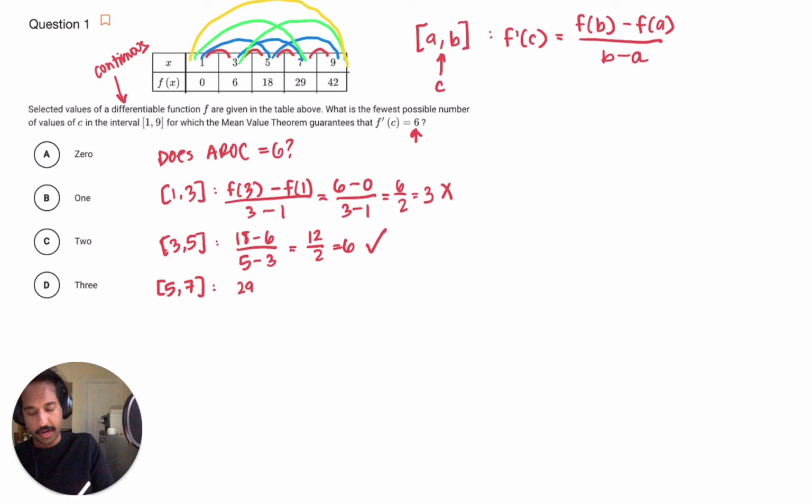The next one is 29 minus 18 over 7 minus 5. That's going to be 11 over 2, which I know is not equal to 6. It's equal to 5.5. So that one doesn't work. And then 7 to 9.